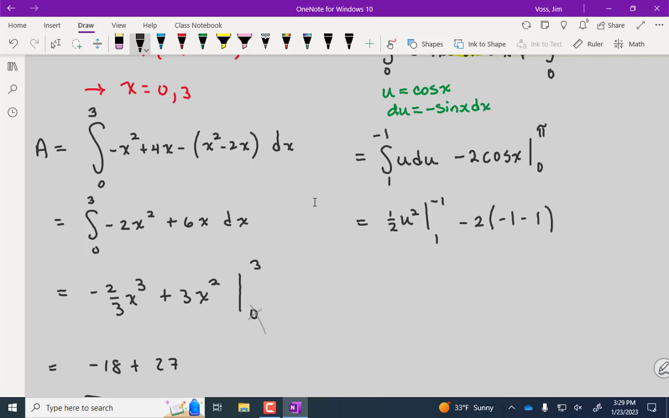What do we get here? Oh, hold on, maybe I'm misspeaking. I got distracted. The 1/2 is out in front. So we plug that in, we get -1, then we subtract off what we get with the lower limit.